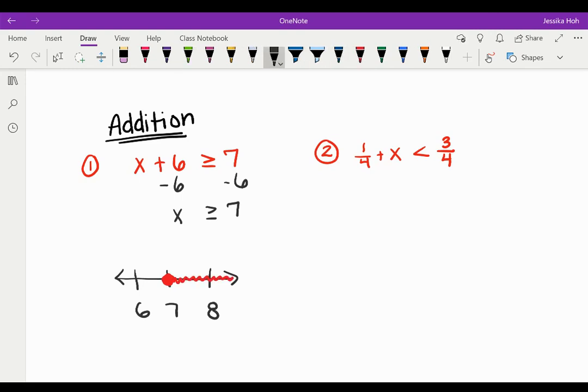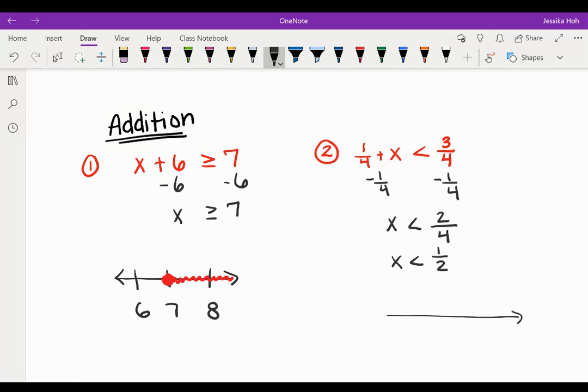Number 2, it's a fraction. Just because it's a fraction, don't let it scare you. It's the exact same way as if it was a whole number. So we're going to look at the side with the variable, and it's the 1/4. So this is addition. We're going to subtract 1/4 from both sides. This leaves us with just x over here is less than 3 minus 1 is 2 fourths. If we want, we could reduce that, and it would be 1/2.